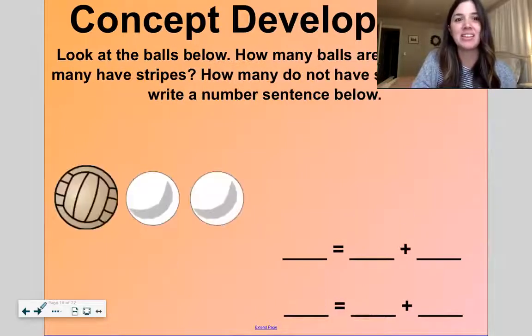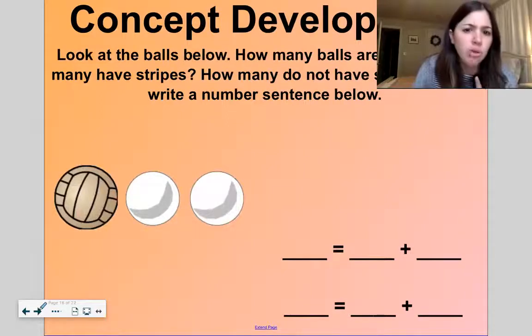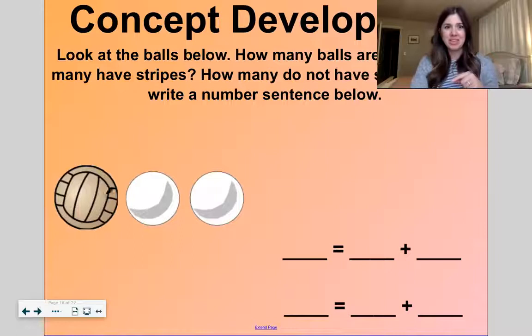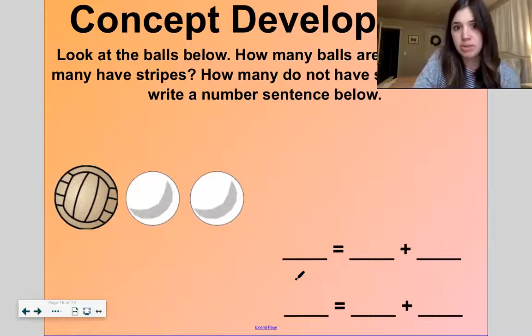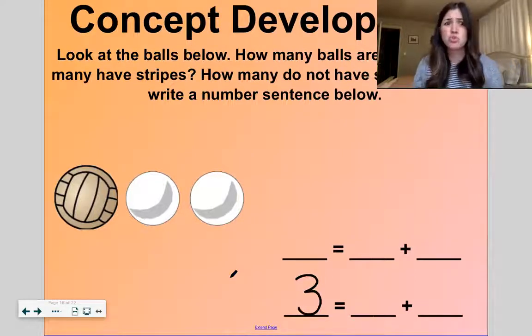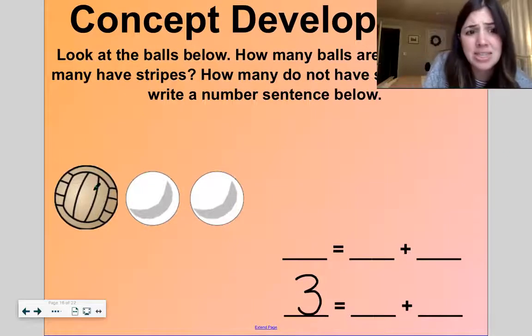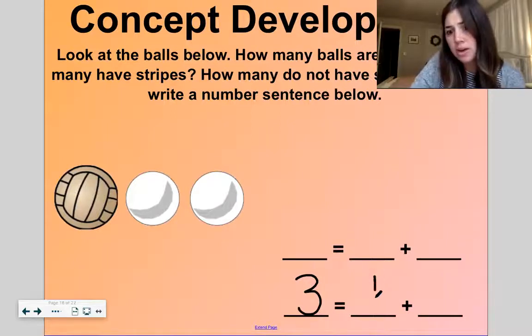You got it. Okay, now let's look at these balls. Ooh, it looks like maybe those are golf balls and volleyballs. This looks like a volleyball. These look like golf balls to me. Okay, how many balls are there total? 1, 2, 3. Okay, so I'm gonna write a 3 right here. How many balls have stripes? I'm gonna say these things are like stripes. So how many balls have stripes? 1. So I'm gonna write a 1 right here.